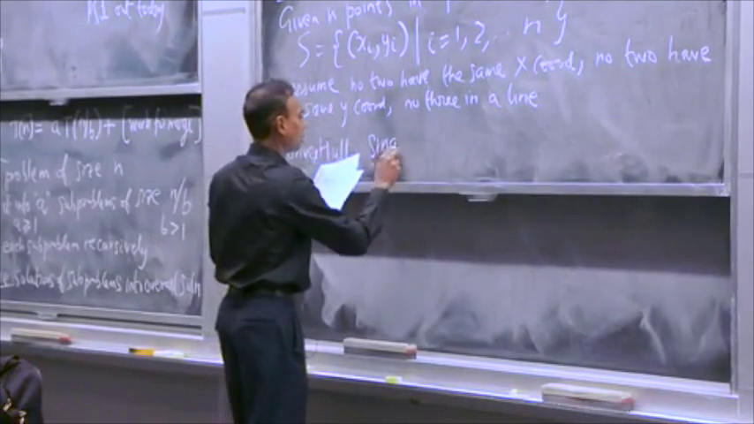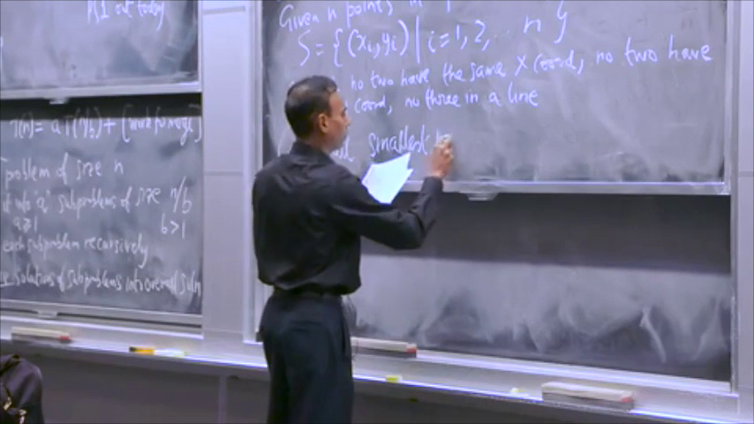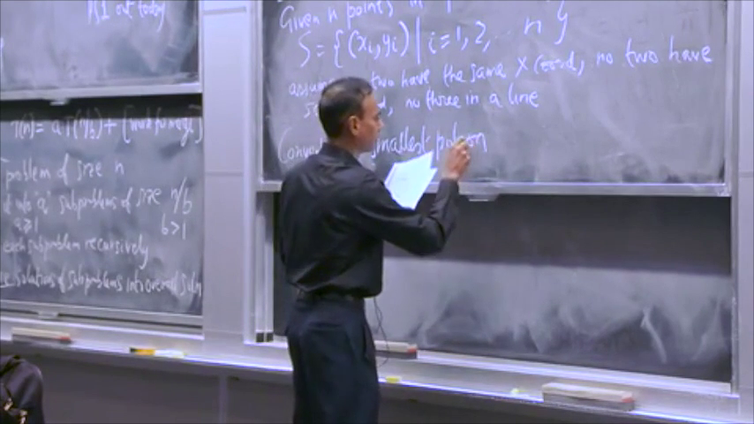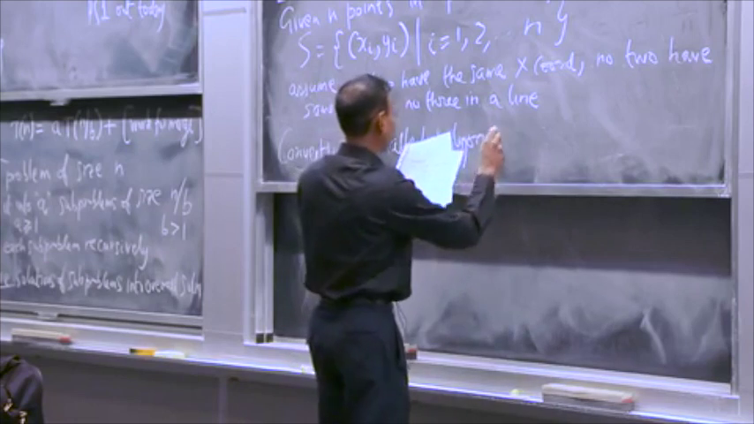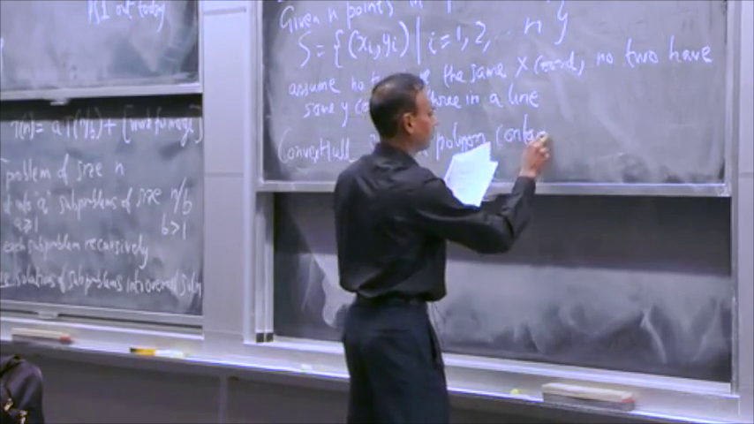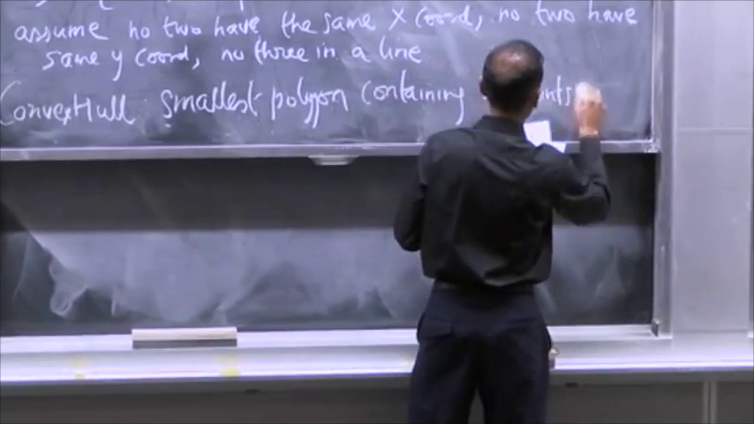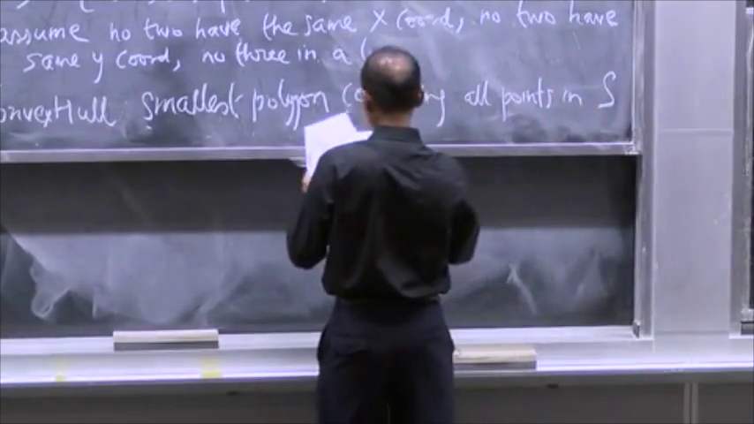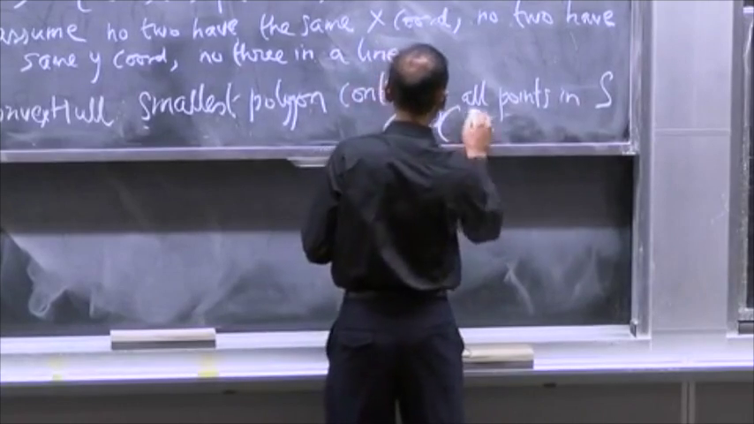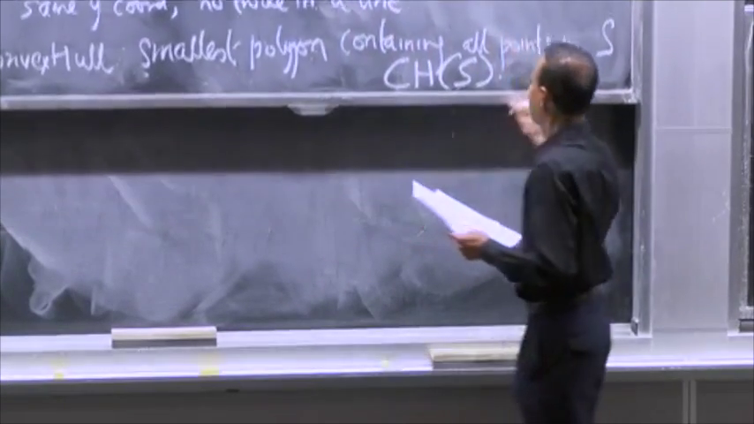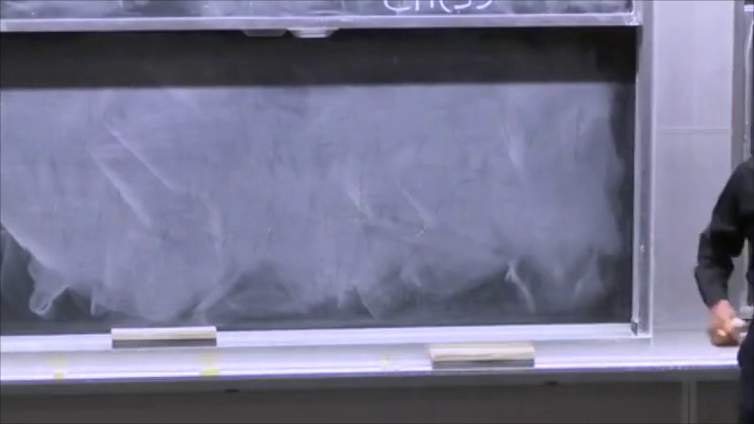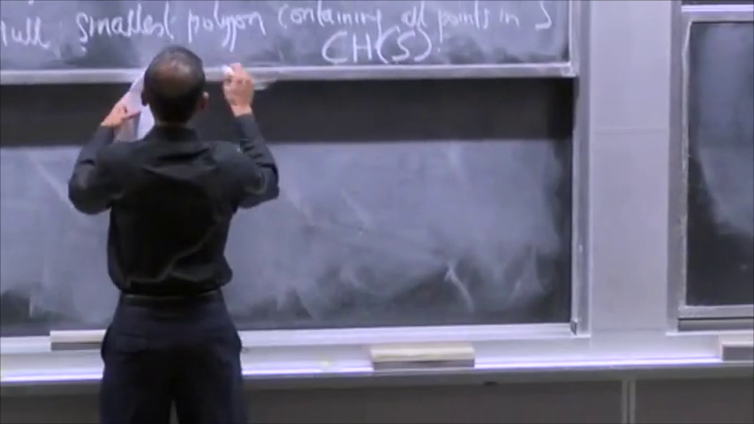is the smallest polygon containing all points in S, and we're going to call that CH of S, convex hull of S. As smallest convex polygon. Thank you.